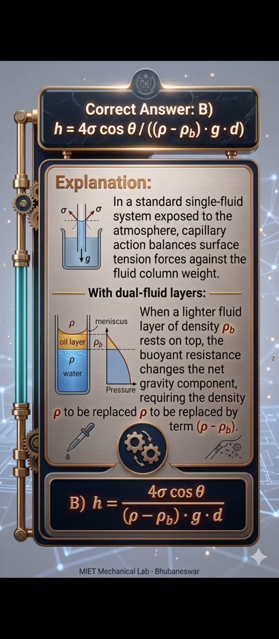In a standard single fluid system exposed to the atmosphere, capillary action balances surface tension forces against the fluid column weight. With dual fluid layers, when a lighter fluid layer of density rho b rests on top, the buoyant resistance changes the net gravity component, requiring the density rho to be replaced by the term rho minus rho b. So h = 4 sigma cos theta divided by (rho minus rho b) g d.